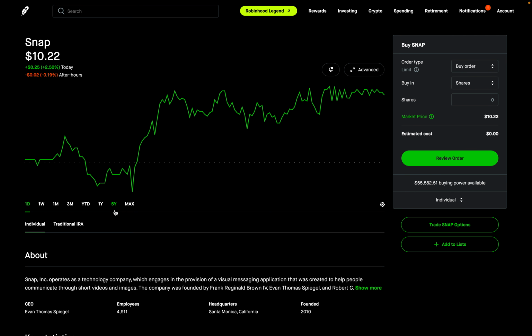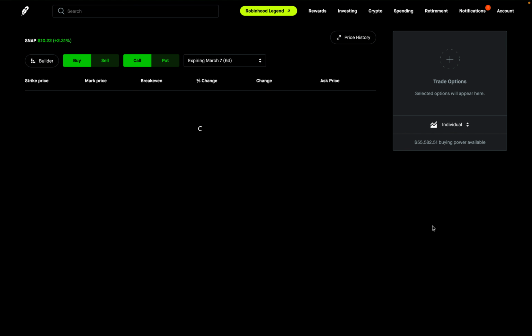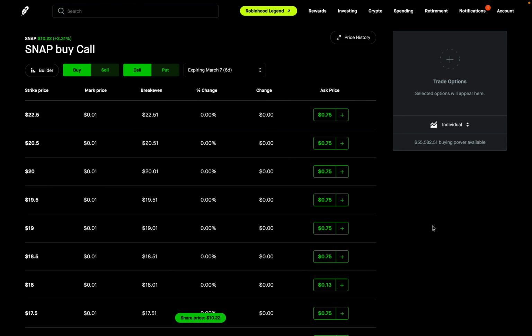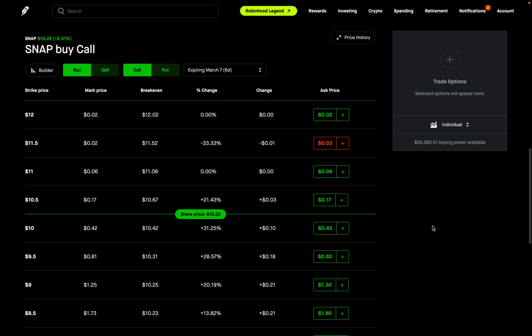So for today's video, I'm going to be using this stock right here, ticker symbol SNAP, to take you guys through some examples. Again, keep in mind, everything I'm showing you here today is just that, an example. And so let's go into the options here for SNAP. Let's first discuss call credit spreads, and then we can discuss the other strategy.